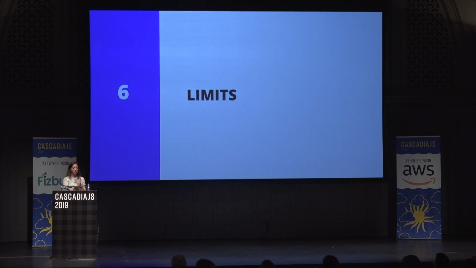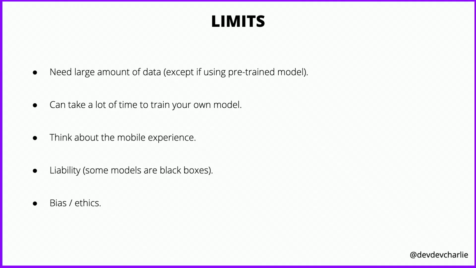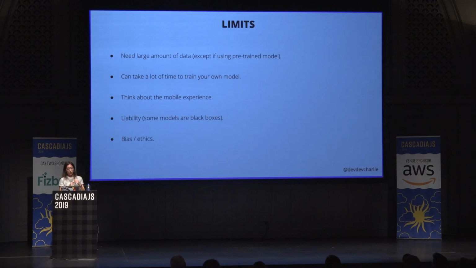So that was cool, but if you work with stuff like that, you do need to know about some of the limits. I'm going to go quickly over this, but you need a large amount of data if you're building something from scratch. The Quick Draw dataset had, as I said, more than 100,000 samples, and it is normal to need that much data, because in the end, the computer doesn't know what things are. So you need a lot of data so it can find patterns quite accurately. It can take a lot of time to train your own model.